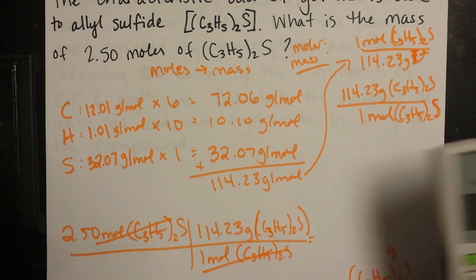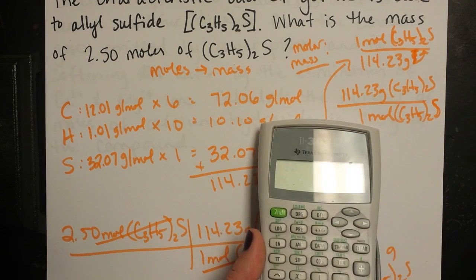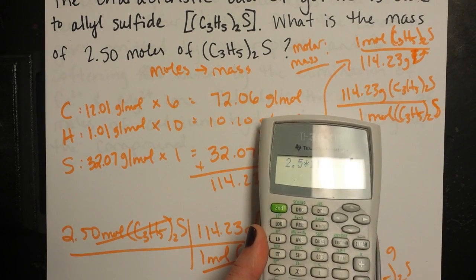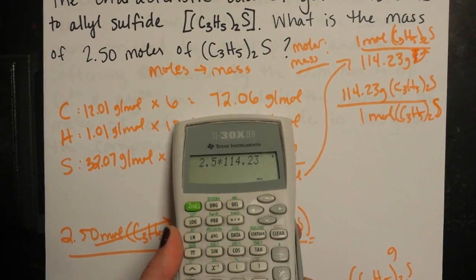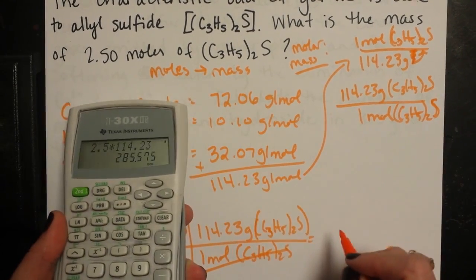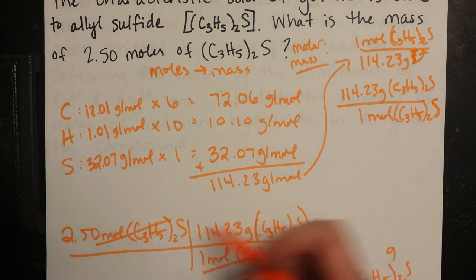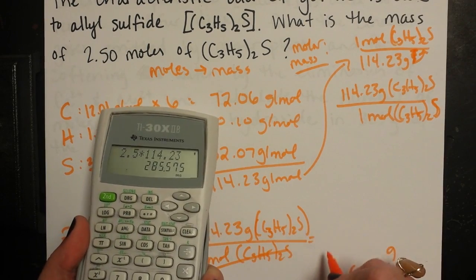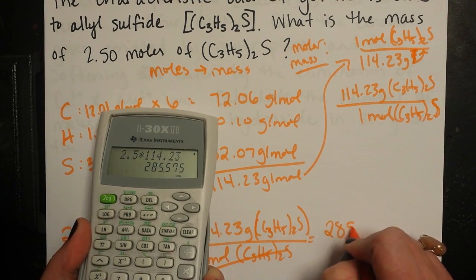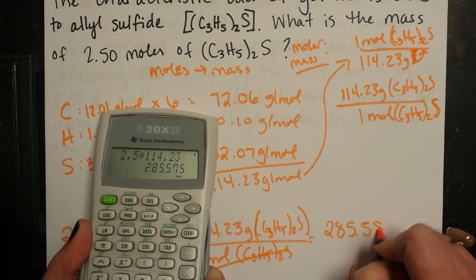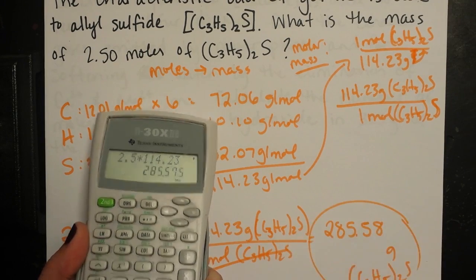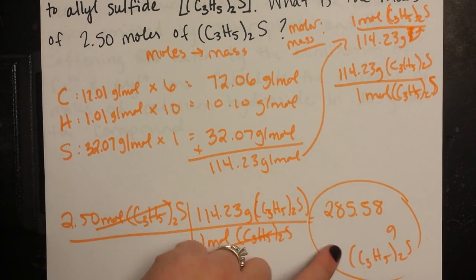So let's do the math. I've got 2.5 times 114.23. So if I have 2.5 moles of allyl sulfide, it should have a mass of 285.58 grams. It's a lot bigger, but we're dealing with a compound now.